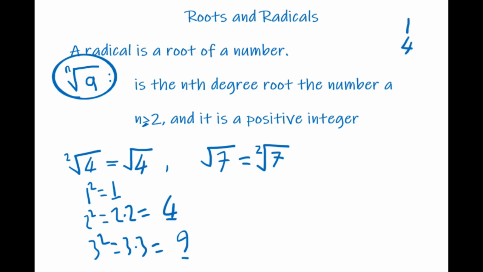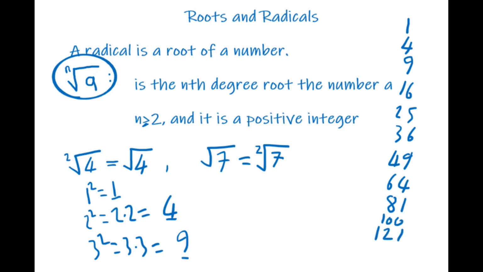1, 4, 9, 16, 25, 36, 49, and 8 times 8 is 64, 9 times 9 is 81, 10 times 10 is 100, 11 times 11 is 121, 12 times 12 is 144, 13 times 13 is 169, 14 times 14 is 196, and 15 times 15 is 225. I recommend you learn these before diving into the roots. It helps you a lot. It makes your life easier when it comes to making calculations in roots and radicals.